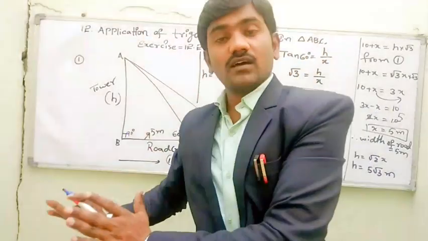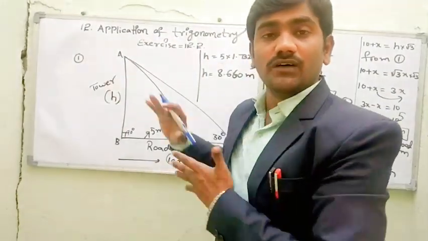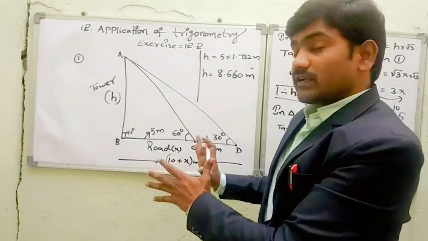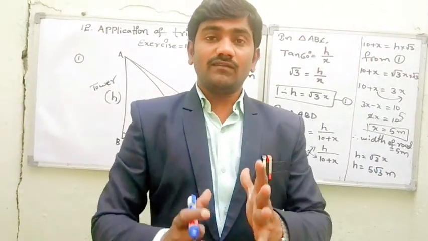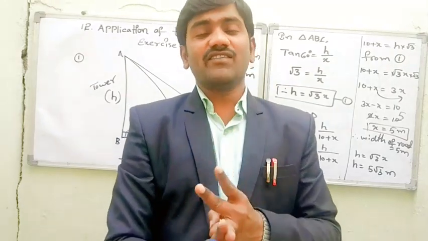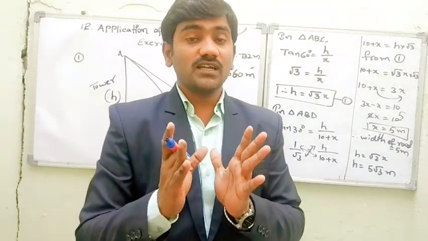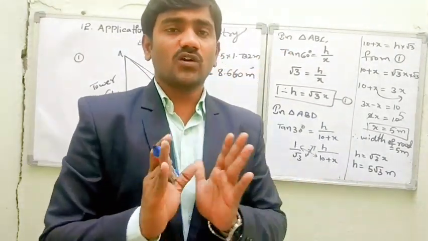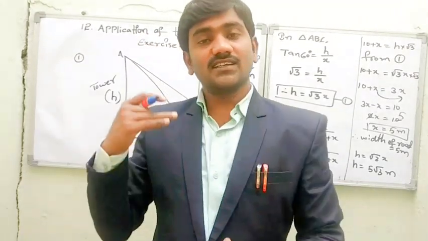So here we got the width of the road and the height of the tower by taking some particular trigonometric ratios. Always remember, either sine or cos or tan we use. Maximum times we use the tan, sometimes sine or cos according to the question. Now let us see the next question.